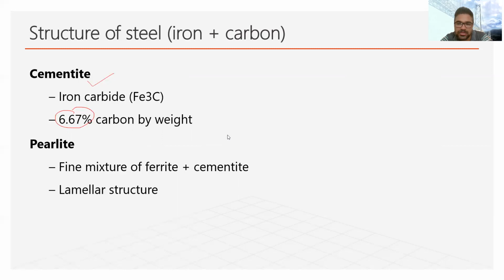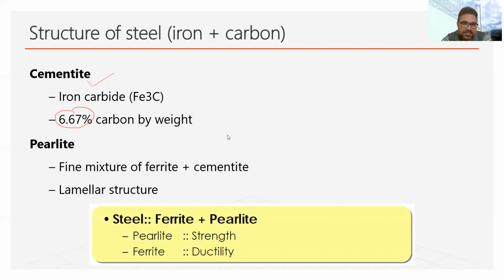This pearlite is usually formed during the slow cooling of iron alloy, and it begins to form at a temperature of 1150 degrees Celsius to 723 degrees Celsius, depending upon the composition of the alloy. So there you can see steel is composed of ferrite plus pearlite. Pearlite is responsible for the strength. Ferrite is responsible for the ductility. Now pearlite and ferrite both are the same material but at different temperatures, and that is why they have different properties.